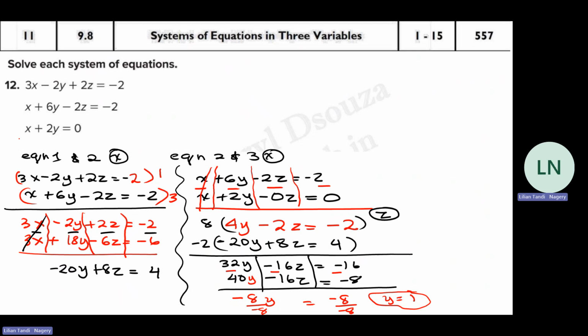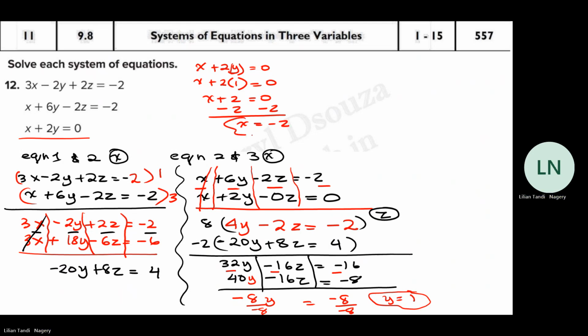You can use it to find x. X plus 2y equals 0. X plus 2 times 1 equals 0. X plus 2 equals 0. Subtract 2, x equals negative 2 to find x. Now, use this one to find z because it has the smallest coefficients. Well, it doesn't matter. Choose whichever one you want.